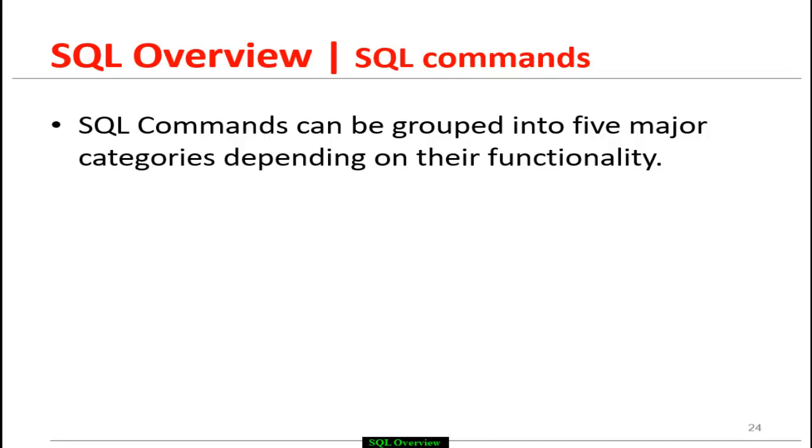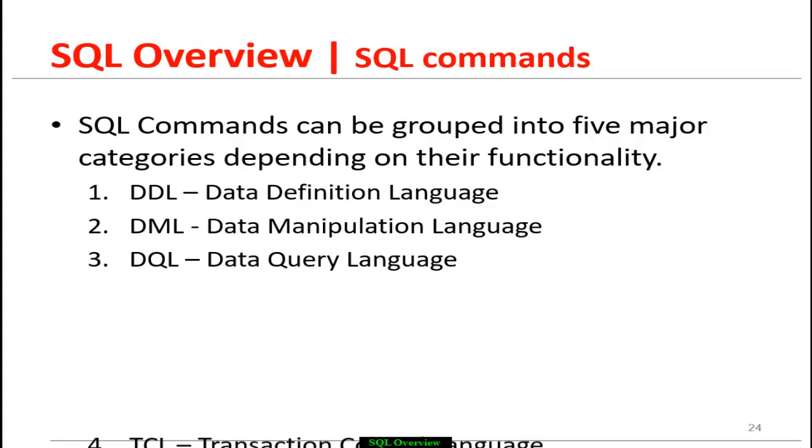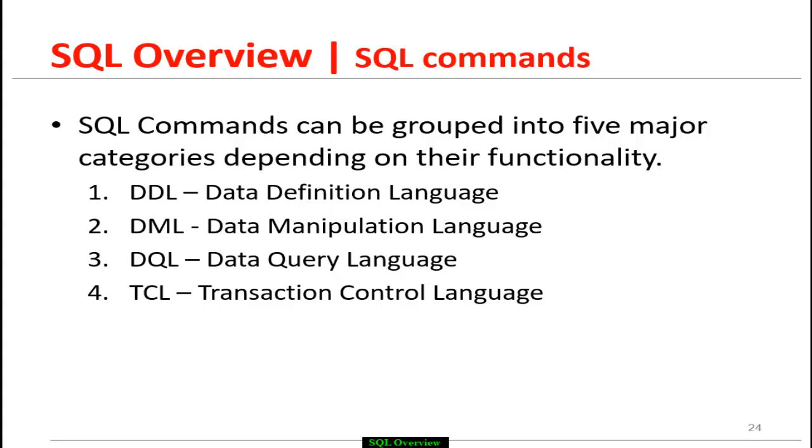SQL commands. SQL commands can be grouped into 5 major categories depending on their functionality. 1. DDL, Data Definition Language. 2. DML, Data Manipulation Language. 3. DQL, Data Query Language. 4. TCL, Transaction Control Language. 5. DCL, Data Control Language. For now I will give you a quick overview on each SQL command category. Then, in the following lessons, we will see each one in detail with practical examples.